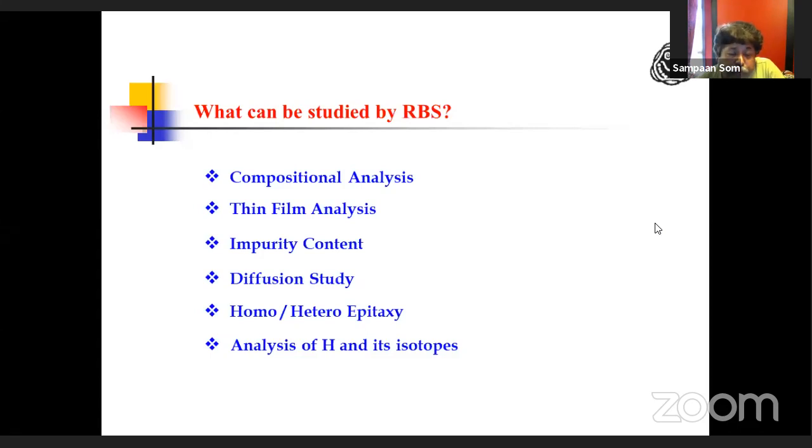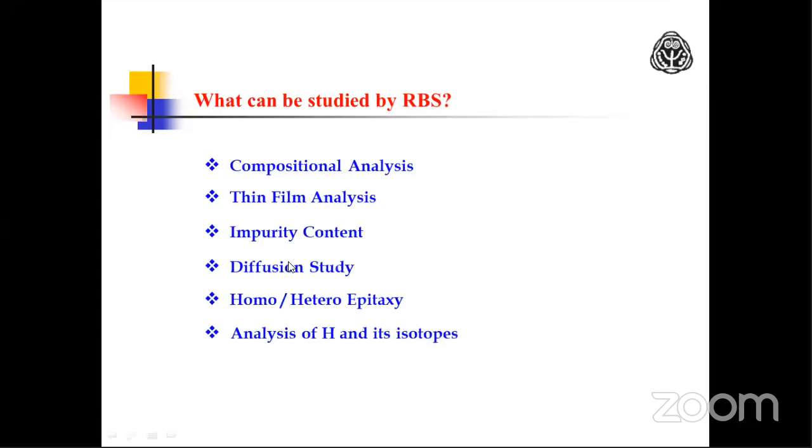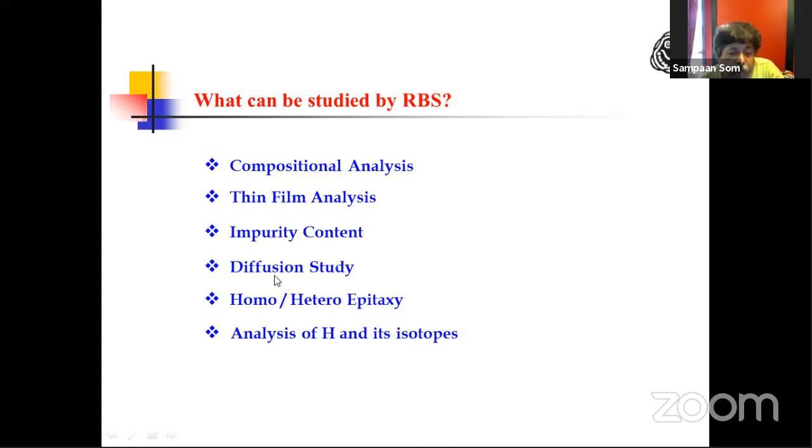Let us not forget the entire device industry is banking upon multiple ion beam related processing steps, and a lot of dopant atoms need to be implanted, and those are considered impurity atoms after all in the host material. So the detection of impurity content and then diffusion study, homo or heteroepitaxy, analysis of hydrogen and isotopes is also possible. Of course, not by RBS. We have to just take help of ERD, but you can ignore that line right here. We can go to the next slide.